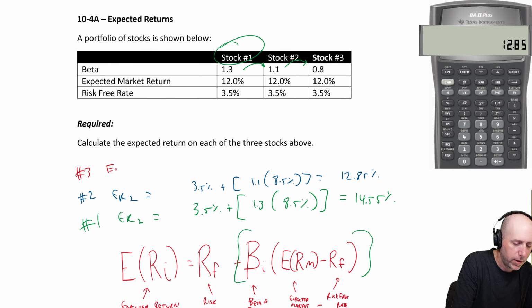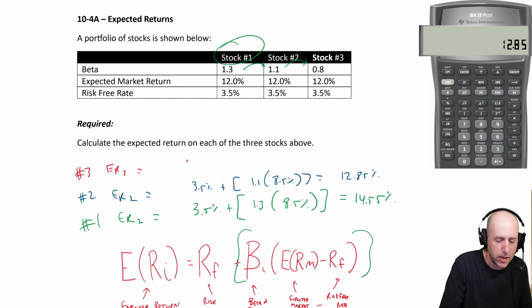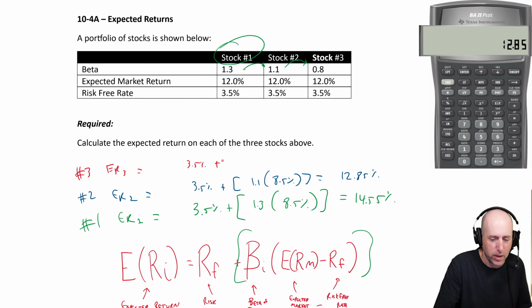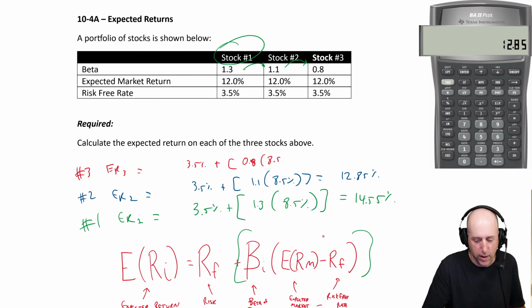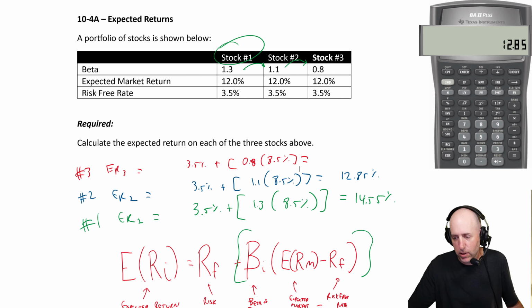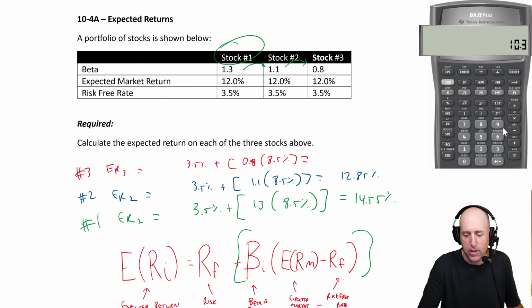Number 3, our expected return on stock 3. Again, our risk-free rate's the same. Like, you can buy T-bills the same amount no matter what investment you buy. The only thing different here is the beta is 0.8. We multiply that by, again, the market risk, which is 12, minus the risk-free rate, which is 3.5. So it's still 8.5%. So let's run the numbers. 0.8 times 8.5%, 6.8 plus 3.5, and it's 10.3.